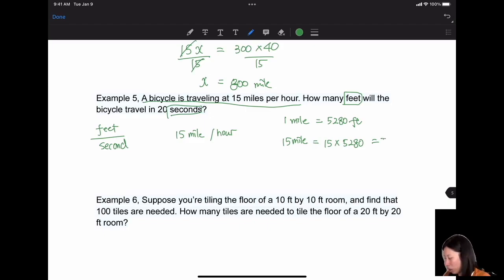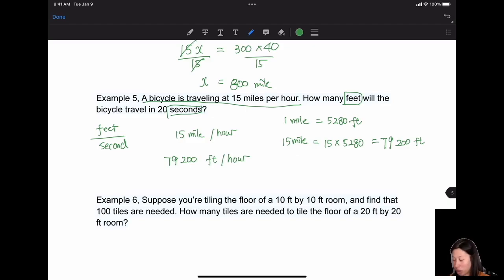So I have what? 79,200 feet. So that means the bicycle's traveling speed, I can convert it as what? 79,200 feet per hour. That's my first conversion.